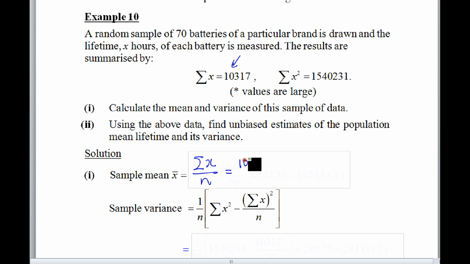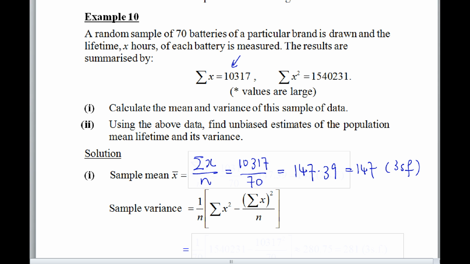You get 10317 over 70. You will get 147.39, which is equal to 147.37. I want to highlight this.